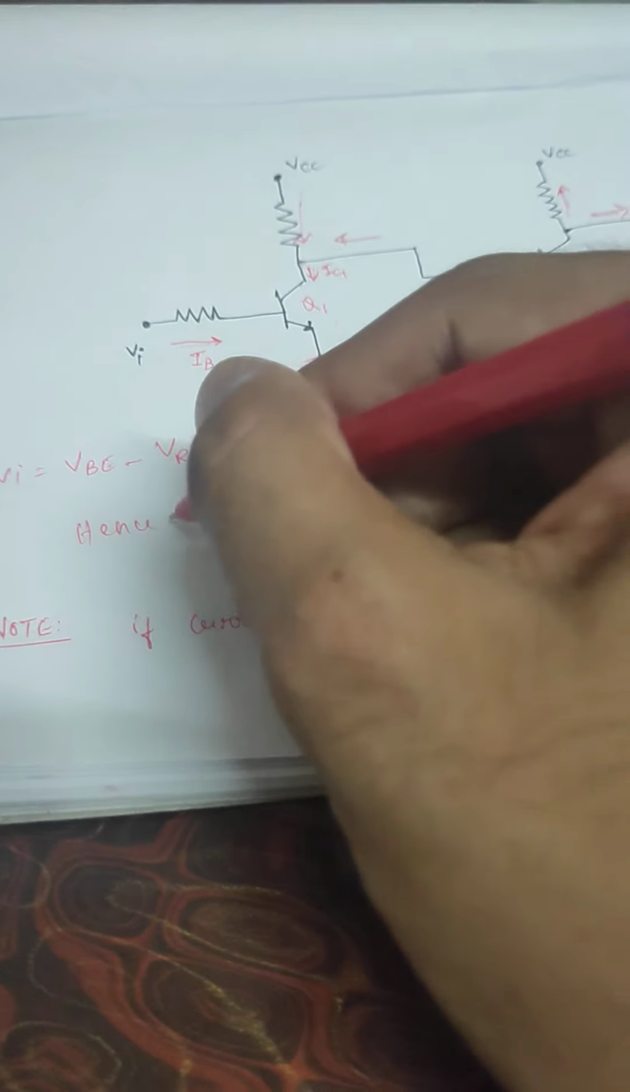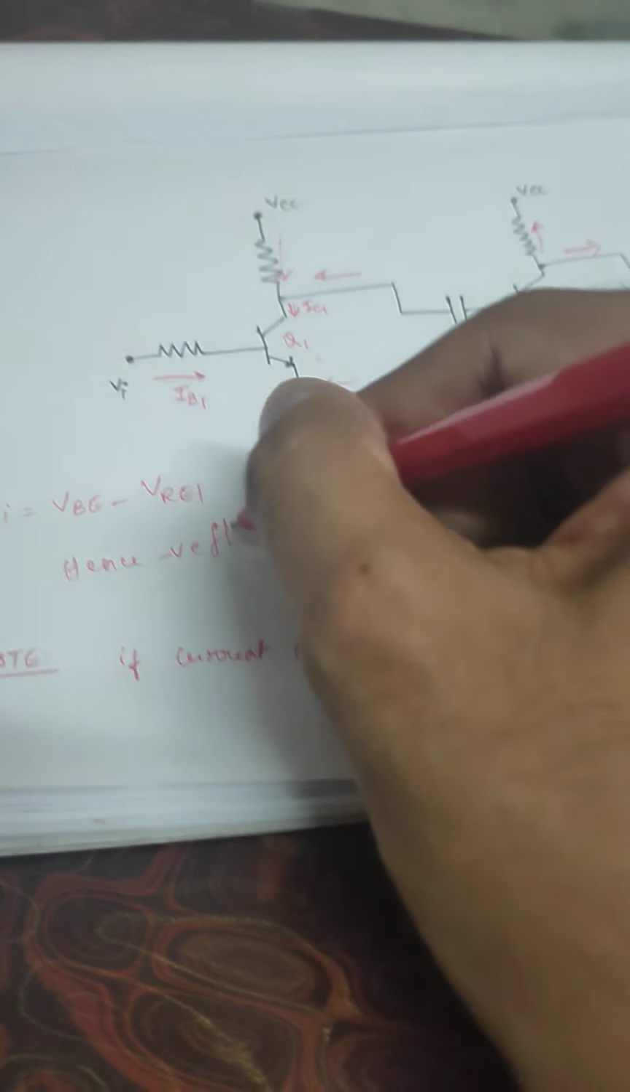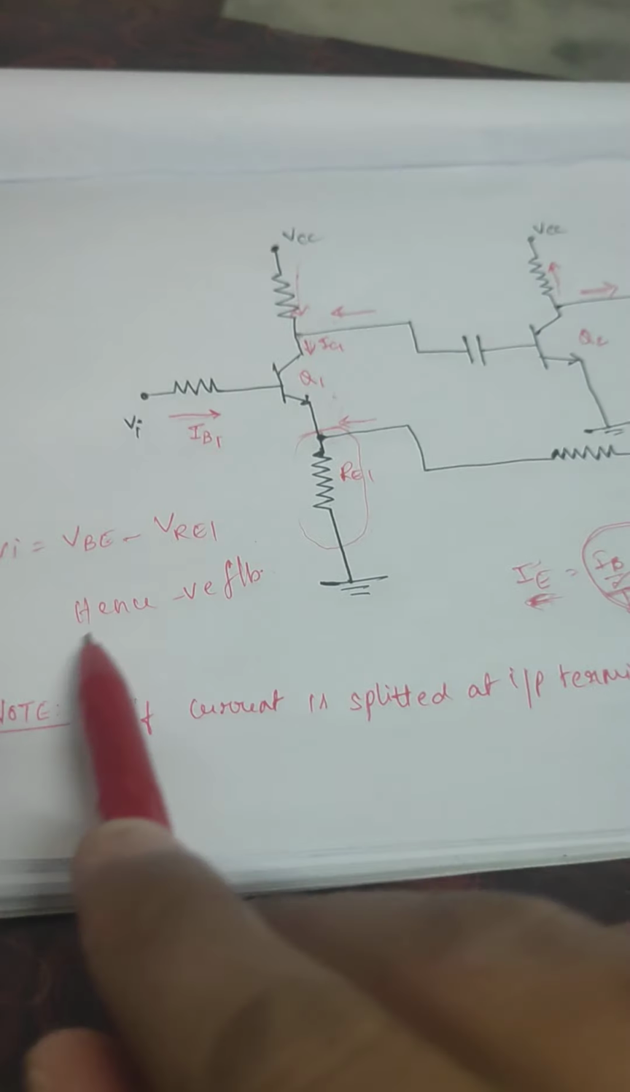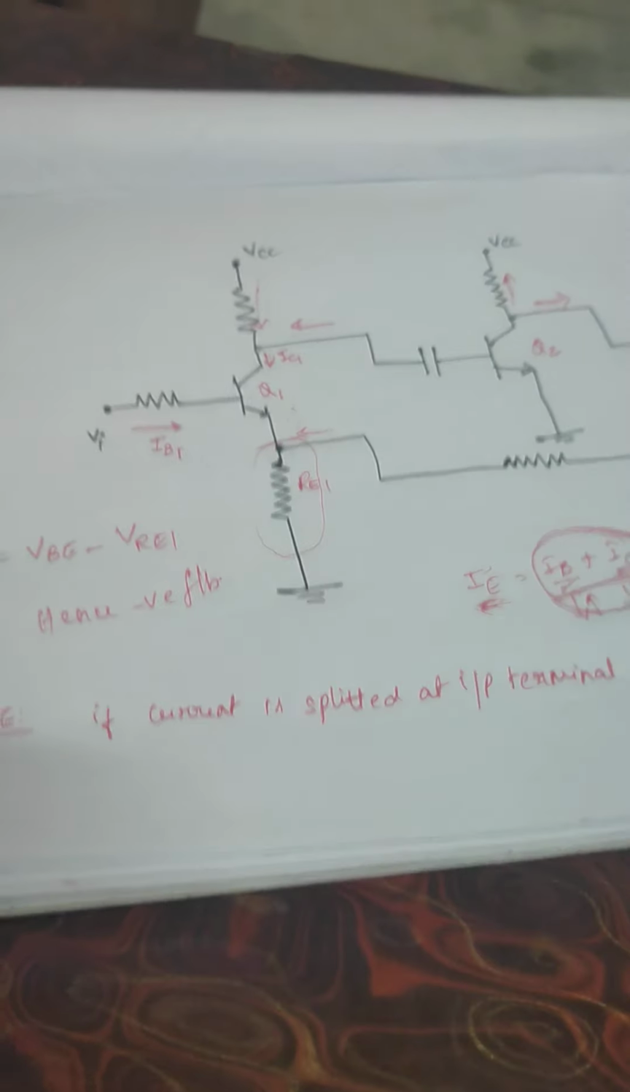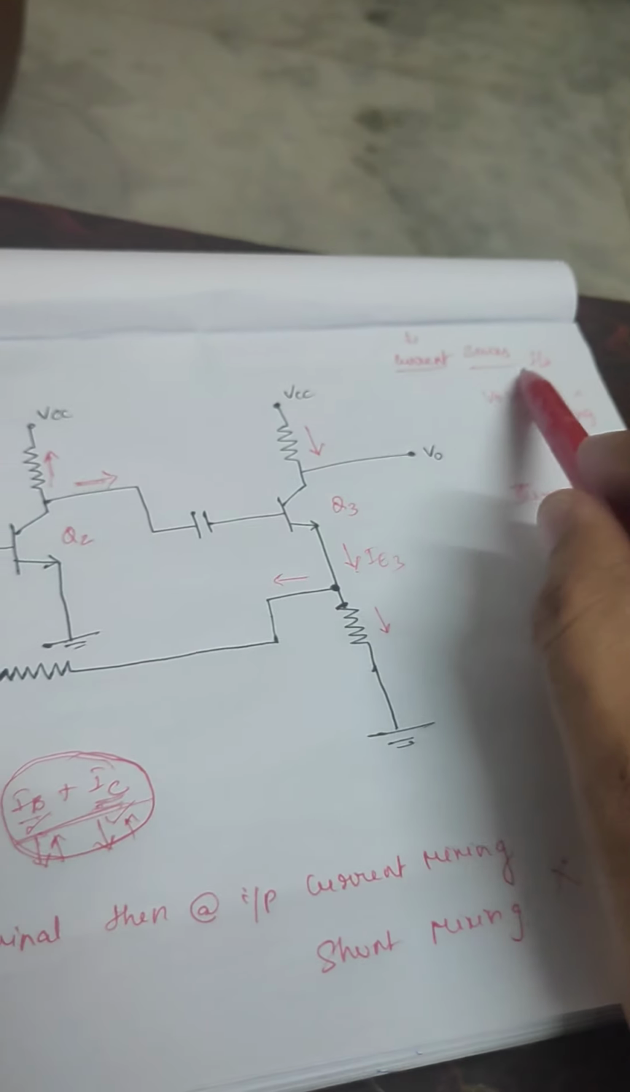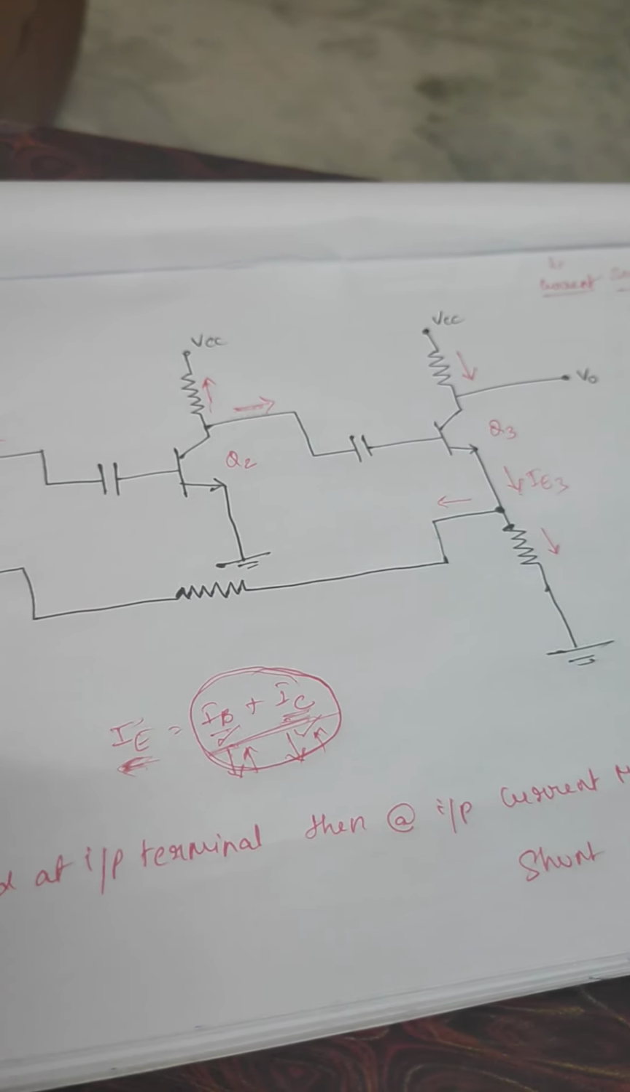Hence negative feedback is occurring. So we have proved the circuit has negative feedback, and that current series is the type of feedback amplifier. That is how to identify the topology of the given circuit network.